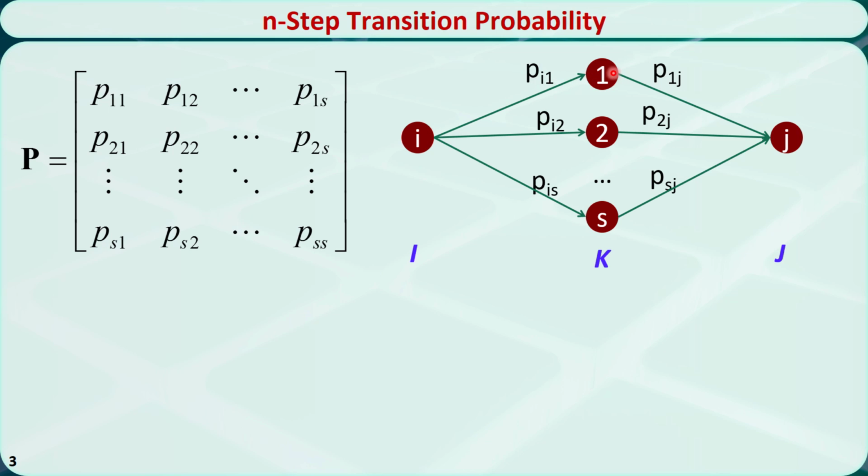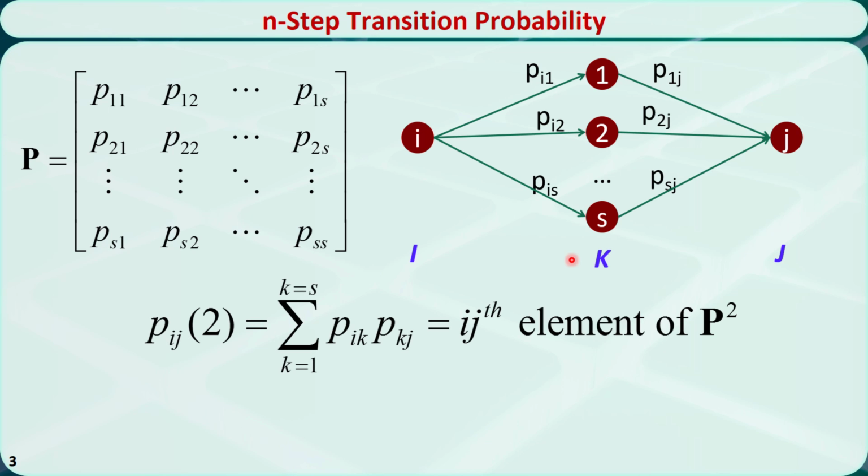If the path i-1-j is followed to go from i to j, the probability is Pi1 times P1j. If the path i-2-j is followed, the probability is Pi2 times P2j, and so on. Because it is possible to go through any of the intermediate states, the two-step transition probability is equal to the sum of all these probabilities, which is equal to the ij-th element of P to the power of 2. P is the one-step transition probability matrix.